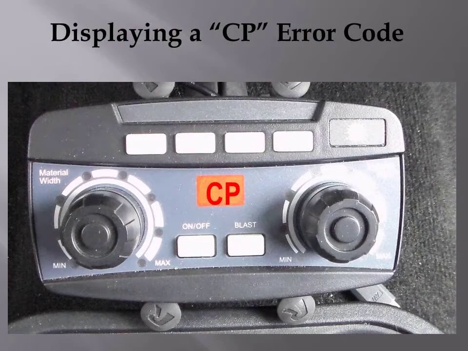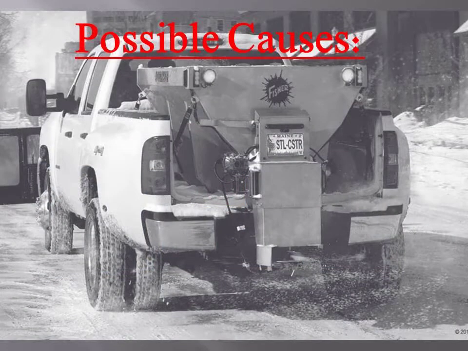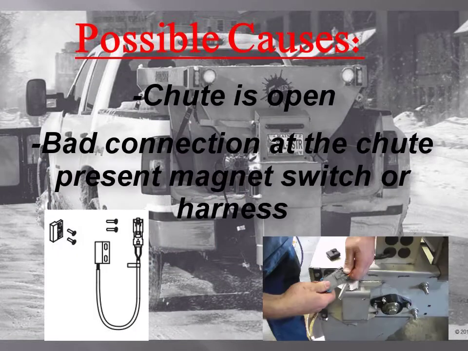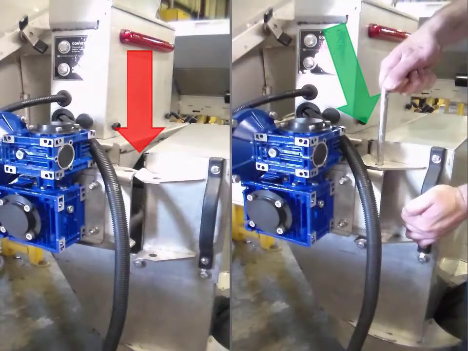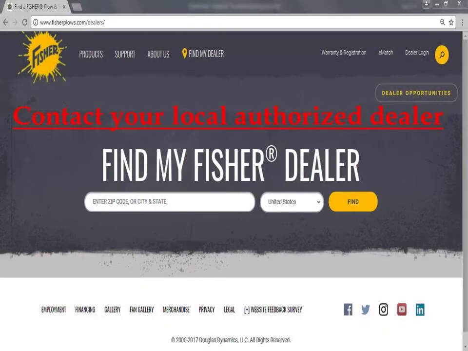The CP code indicates a chute present fault. The most probable causes for this code are that the chute is open or there is a bad connection at the chute present magnet switch or harness. Ensure that the chute is closed. Reset the control by pressing the on-off button. If the CP code continues to display, contact your local authorized dealer.